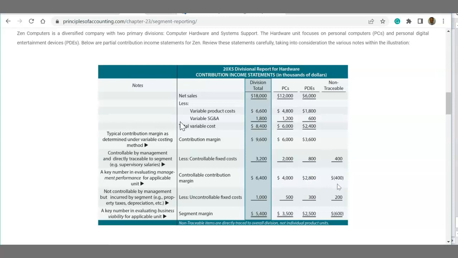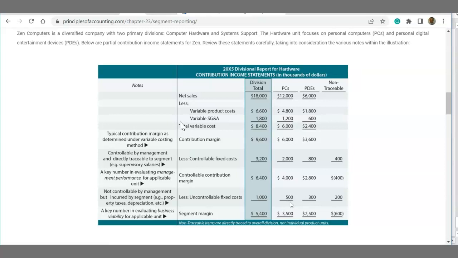So far, so good, very good news. And this one obviously is negative because we don't have anything in the form of revenue for this. It's just general. Okay, so far, so good. But we have some uncontrollable fixed costs. Those are not controlled by management, but incurred by the segment, like property tax, like depreciation of equipment, those types of things. So those are uncontrollable fixed costs. That means it's going to happen no matter what.